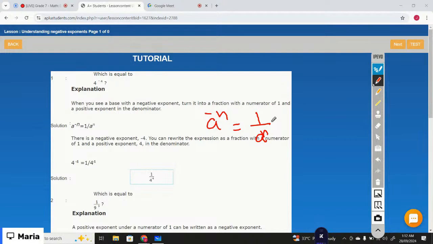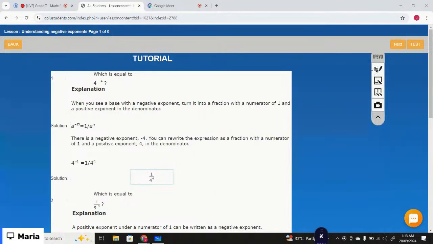You can convert it into a fraction. Numerator is 1 and denominator is the positive exponent, right? Now you are given 4 exponent negative 4, right? So you can write it as 1 over, just write it in the denominator, 4 exponent 4. Got it? That is 1 divided by 4 exponent 4. Okay, you can complete the lesson by yourself later today. Let me just move on to next lesson.